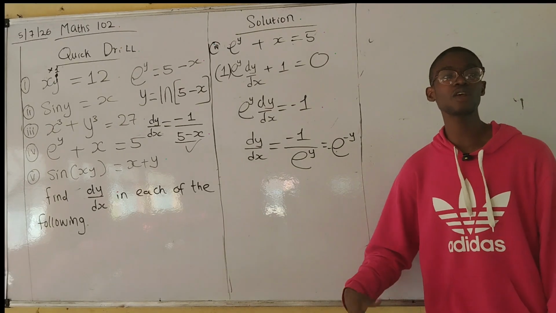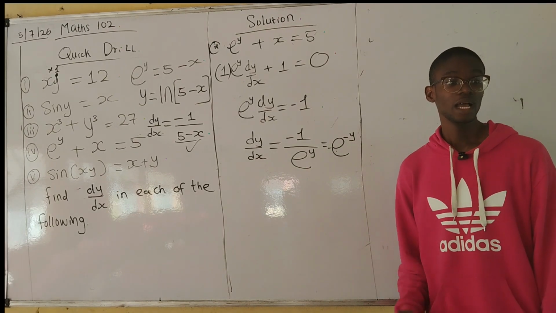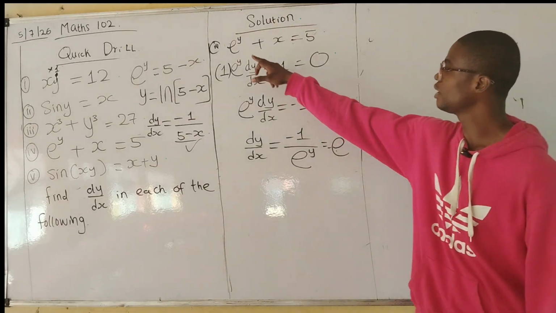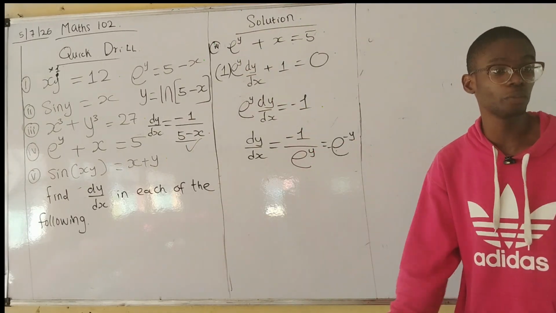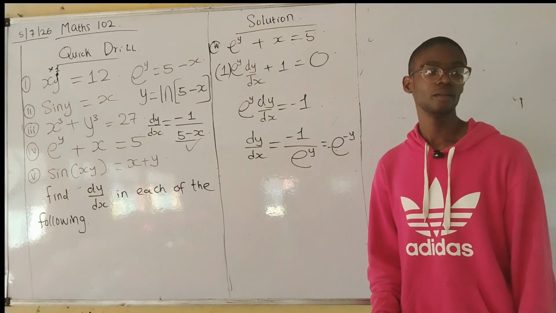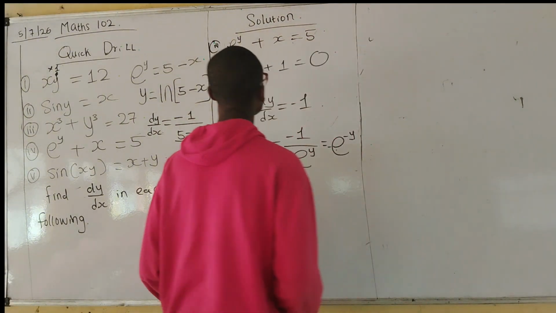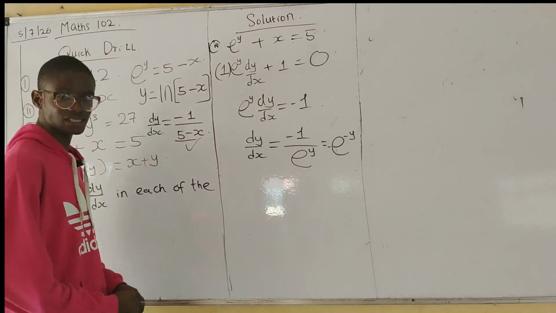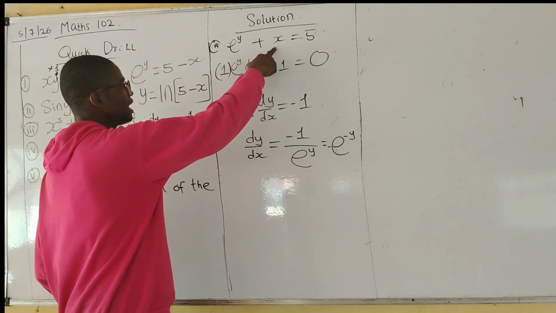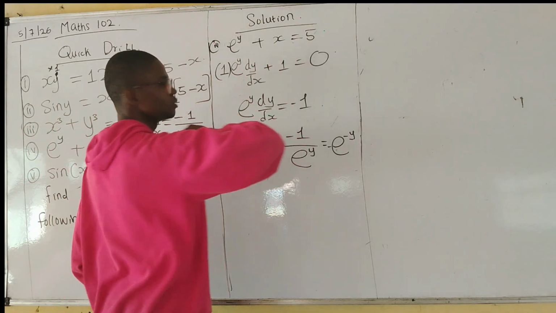But there is another way we can solve this. And that method is by making y the subject of the formula. And it should still give you the same thing. Right? For you to make y the subject of the formula now, you need to first segregate x from these points.